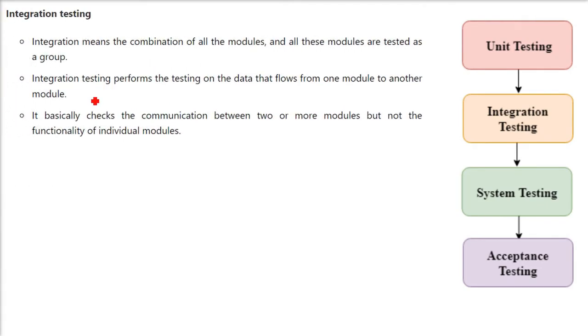Once the unit testing is done, we go for integration testing, because now a few modules have been created, and now you combine them. We have to see the interfacing, that is, integration testing is all about how the data is flowing from one module to another. So collaboration, interdependency, interface testing. We are checking the communication between multiple modules. We don't check the functionality of individual modules. That is done in unit testing. So this is integration testing.